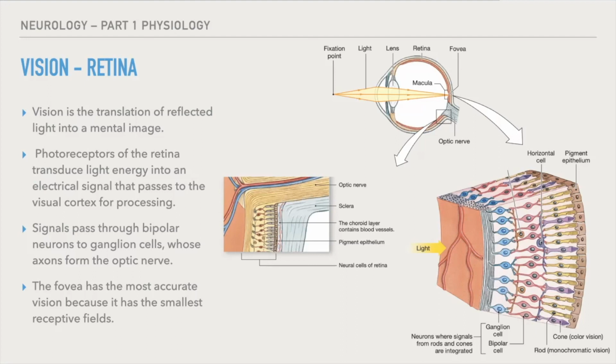The rods and cones are the photoreceptor cells, and the rods are responsible for the monochromatic nighttime vision, while the cones are responsible for the high accuracy vision and the color vision during the daytime.